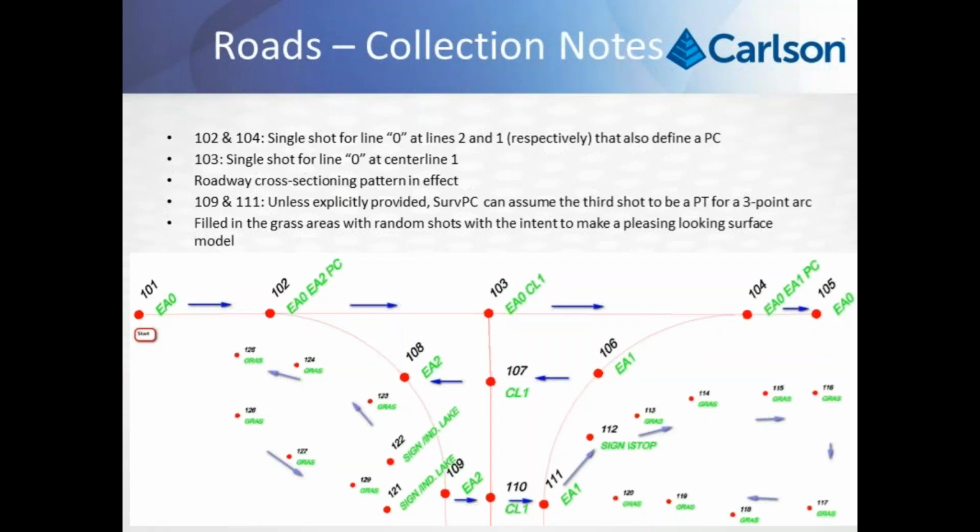And like I said, unless explicitly provided, ServPC would assume the third shot to be a PT for a 3-point arc, and then it filled in those grassy areas with that random intent to make a pleasing looking surface model.